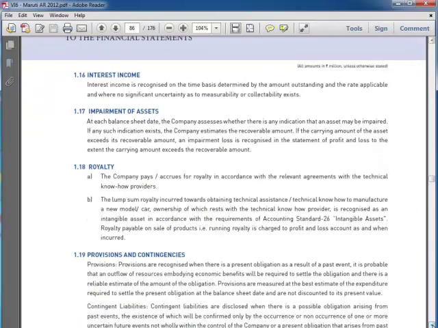We have impairment of assets. So impairment of assets is when an asset has to be written off because it's lost value. We have royalty, which the company has to pay, and they also talk about intangible assets and what that is over here. Then we have provisions and contingencies.